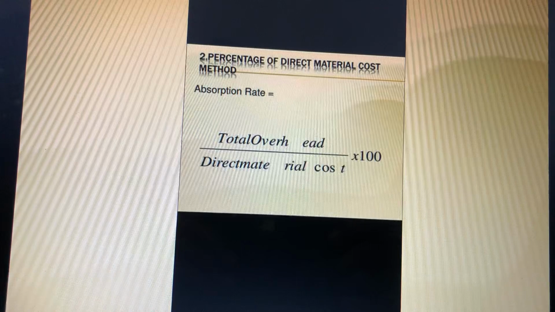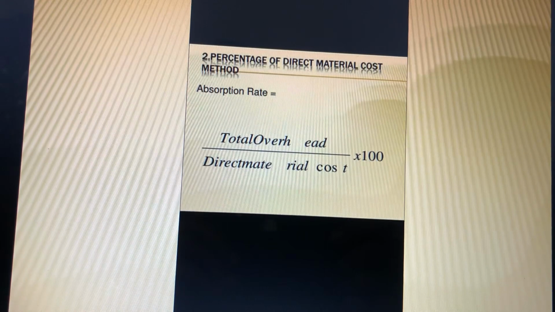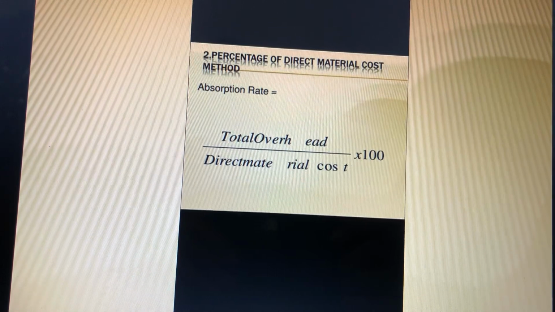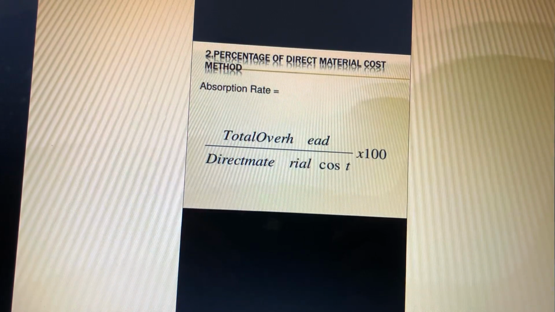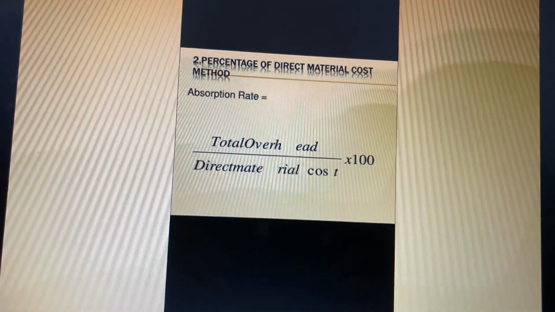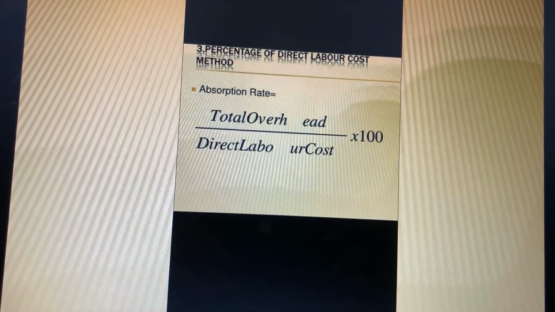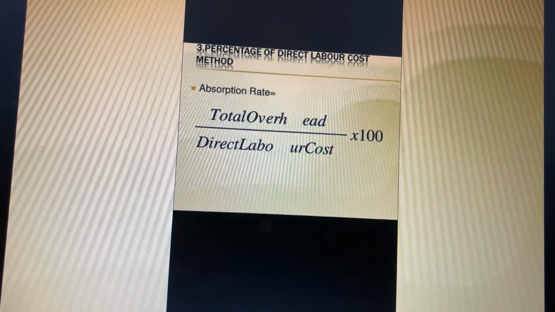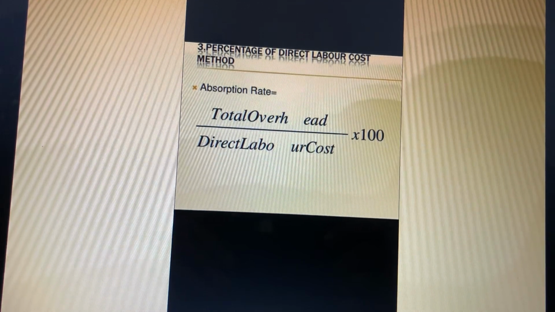Second is the percentage of direct material cost. Under this method, the percentage of factory expenses to the value of direct materials consumed in production is calculated to absorb manufacturing overheads. The formula is: total overheads divided by direct material cost multiplied by 100. Right? There are the following advantages of this method: the calculation of overhead rate is simple. The method is more suitable when prices of the materials are fairly stable. Overhead costs pertaining to storage and handling of materials can be absorbed equitably by this method.